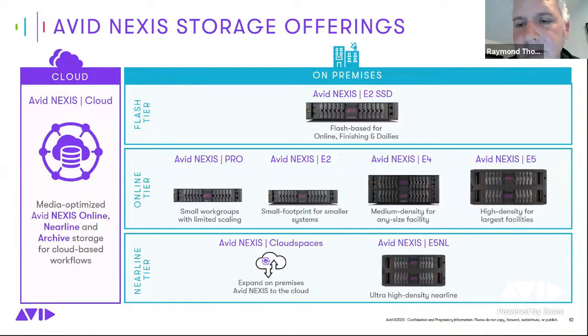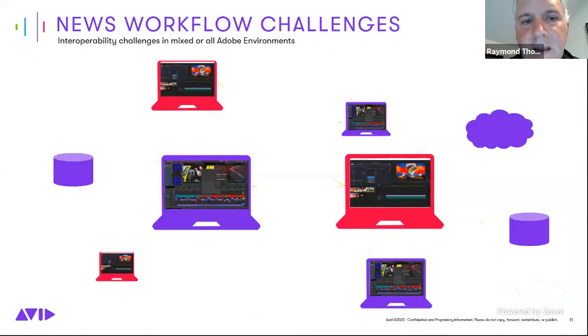And then, of course, the file system certainly extends out to the cloud. Avid and Microsoft have a deep partnership, and we've integrated the Nexus file system into the Azure Blob storage stack, so we can extend the Nexus file system very easily into the cloud. All right, so let's talk about some of the key challenges and what really drove a lot of the innovation and development between the two companies.